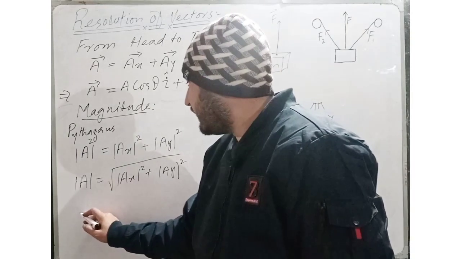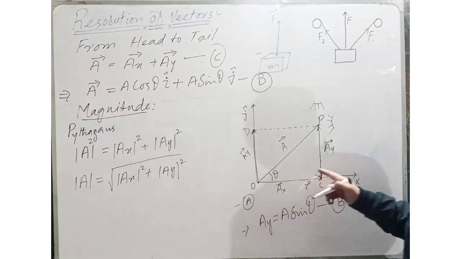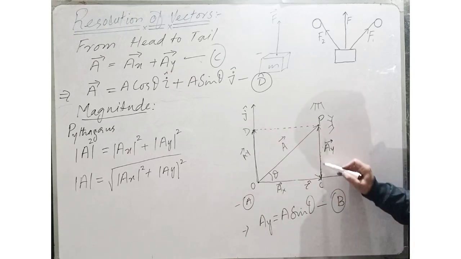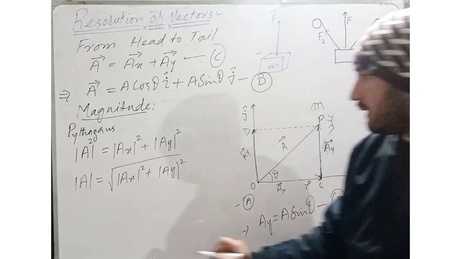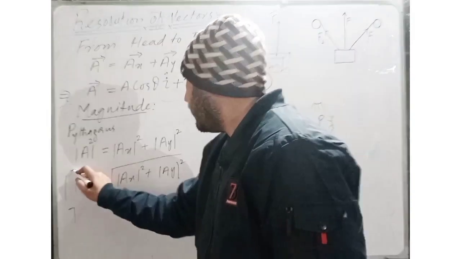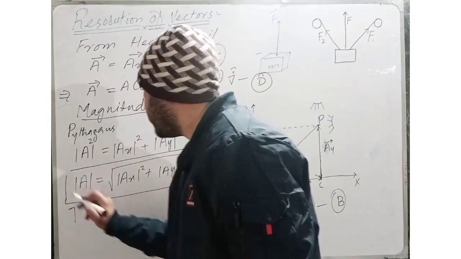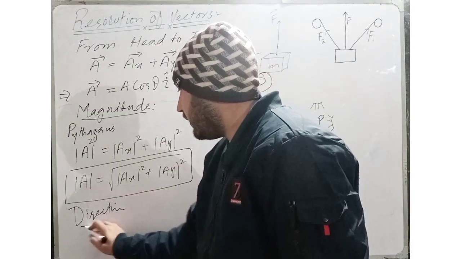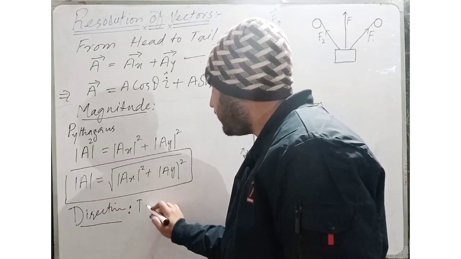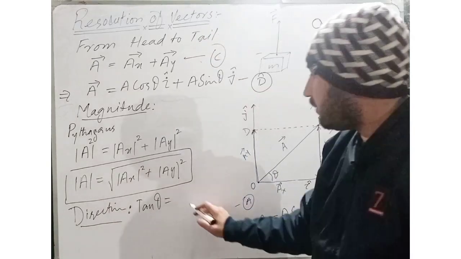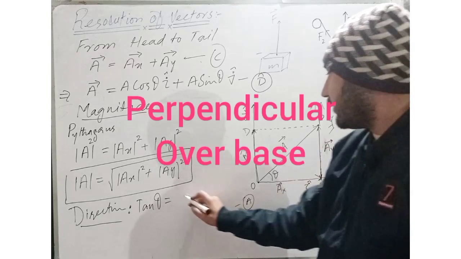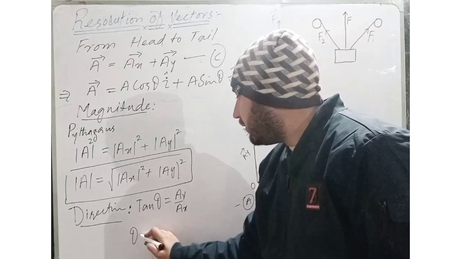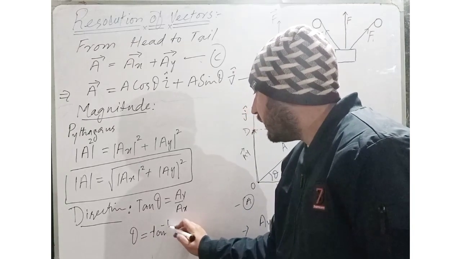And we can find the direction theta using another trigonometric ratio, that is tangent theta. So we know that tangent theta is actually the ratio of perpendicular over base. So tangent theta, this is the magnitude, right? So it is the magnitude, and for direction we know that tangent theta is equal to perpendicular over base. So in this case we are having ay over ax. So theta would be equal to tangent inverse of ay over ax.